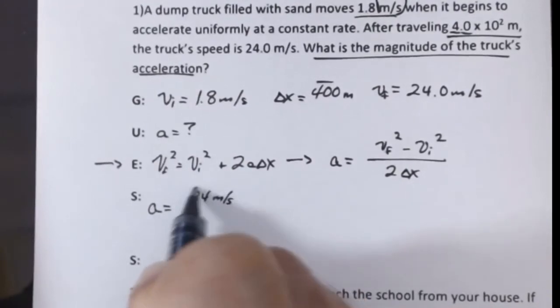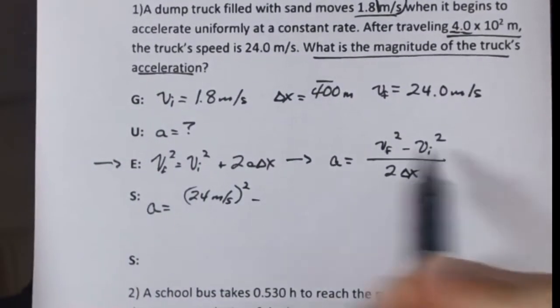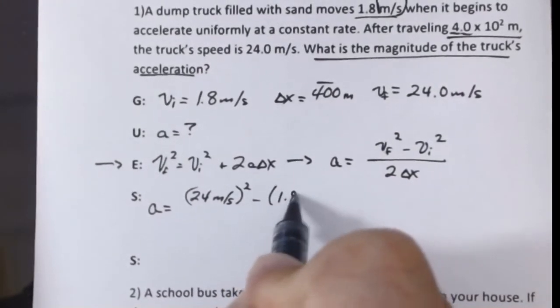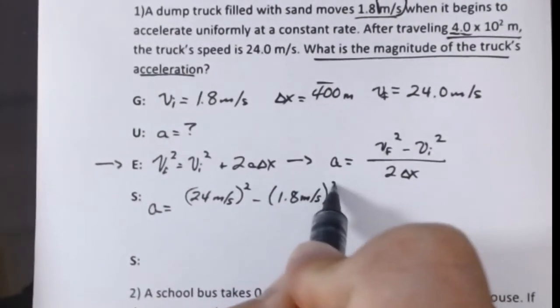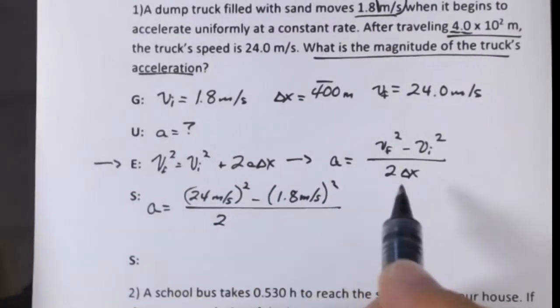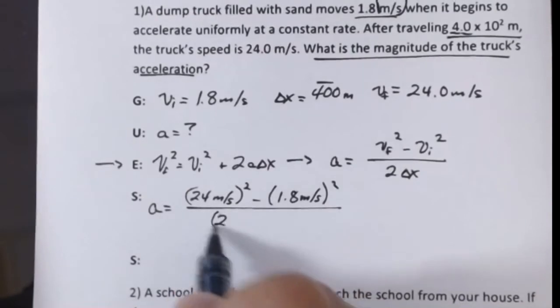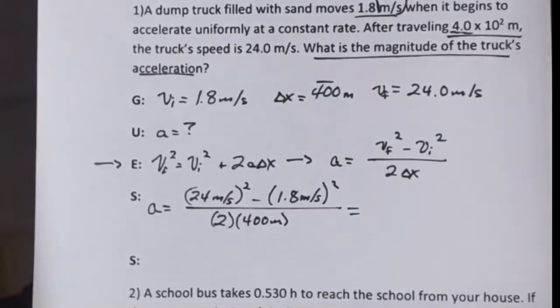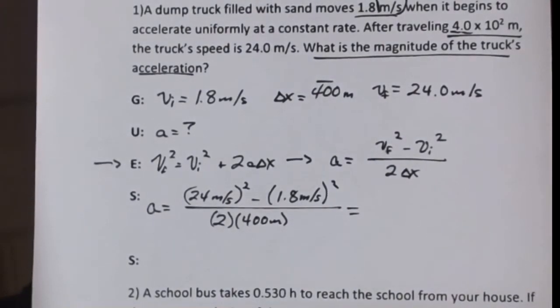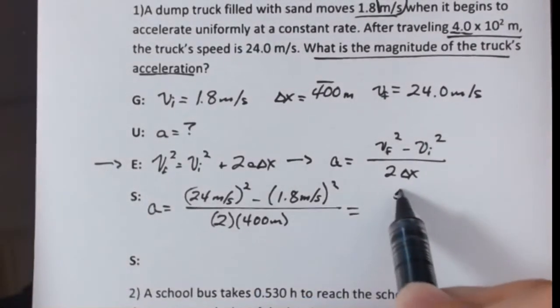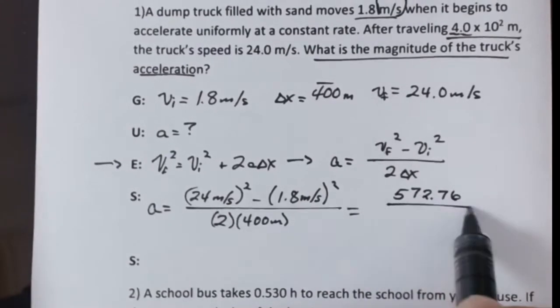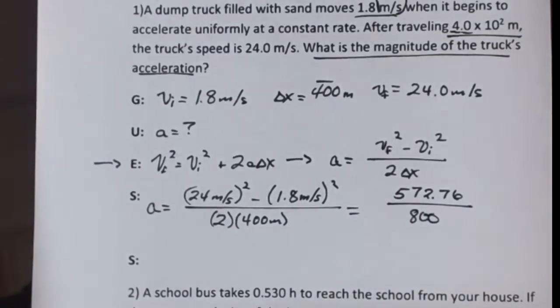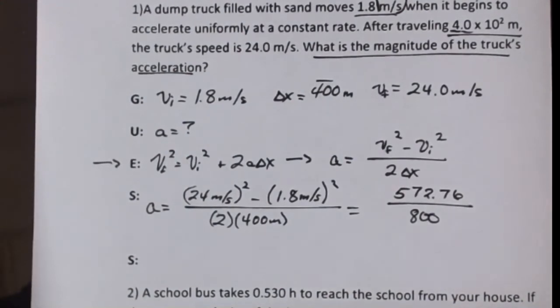Vf squared, so that's 24 meters per second, squared, minus our initial velocity, 1.8 meters per second, squared, divided by 2 as a constant, and delta x in this case is 400 meters. So you have to square those values first and then subtract them, right? Please excuse my dear Aunt Sally. So we get 572.76, and that's going to be meters squared per second squared over 800 meters. One set of meters will be canceled out, so we do our division.